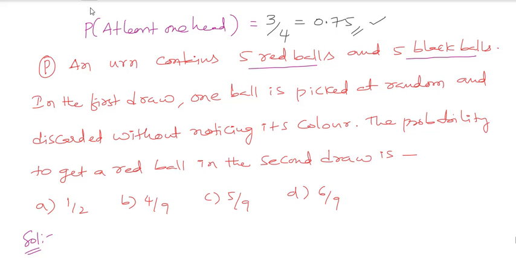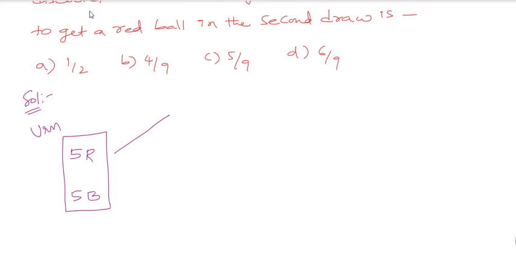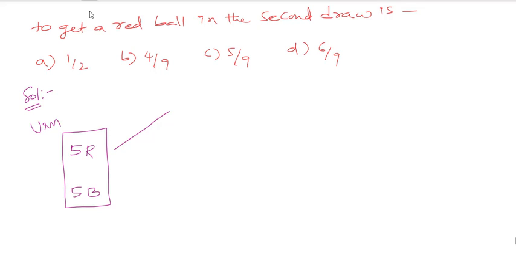So let me take the first one. This urn contains 5 red balls and 5 black balls. Am I right or not? So this is an urn. In this urn, total we are having this one. If I take it as an urn, first draw. So let me take the first one. So what is that first draw?